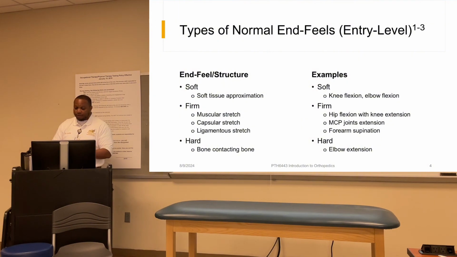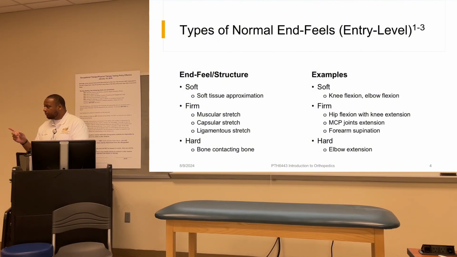For examples of a firm end feel, you have hip flexion with knee extension. So now, if you have a firm muscular stretch, a firm end feel with hip flexion and knee extension, you should be able to tell me which muscle or muscle tendon unit is creating the tension. You should be able to tell me that in the lab practical.